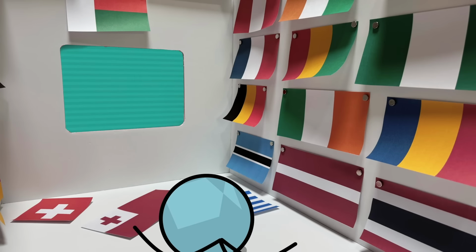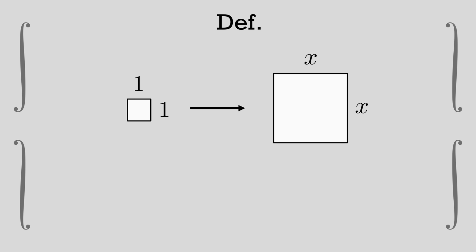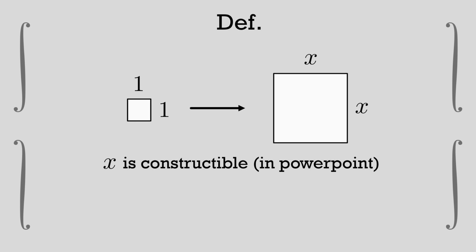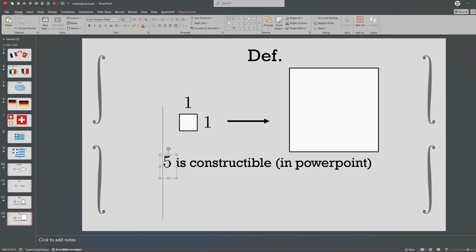Before we go further, let's clear up some definitions. No. Definition. A square with length 1 is called a unit square. Definition. Suppose we have a unit square in PowerPoint. If it's possible to create a square with length x, then we say the number x is constructible in PowerPoint. For example, 5 is constructible in PowerPoint.